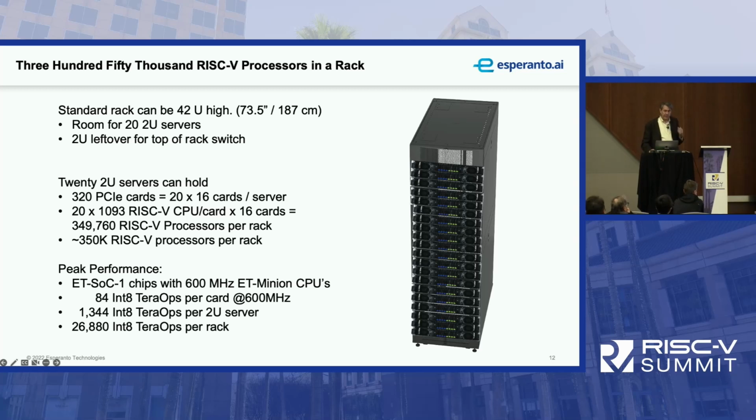So that amounts to just about 350,000 RISC-V processors in a rack. So that's a lot of performance. And while we do floating point, we do a little bit higher performance in integer. So in int8 here, that's about 26,000 teraops per rack of machine learning performance that we can apply. So again, very high performance with RISC-V and in the data center.